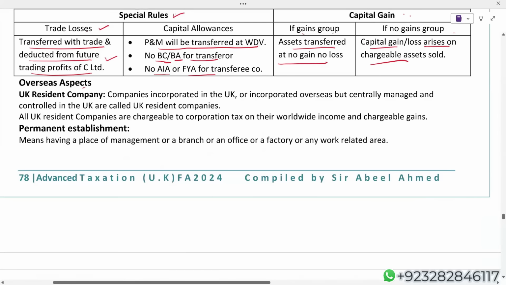Overseas branches. UK resident companies are required to pay tax on their worldwide income. If you have any permanent establishment, meaning an overseas branch, and you don't want to pay corporation tax on that overseas branch, then you have to make an election. That election is irrevocable, and once you have made the election that your company will not be paying corporation tax on its overseas branches, then in the future, no matter how many branches you open in different countries, the exemption applies to each and every branch.